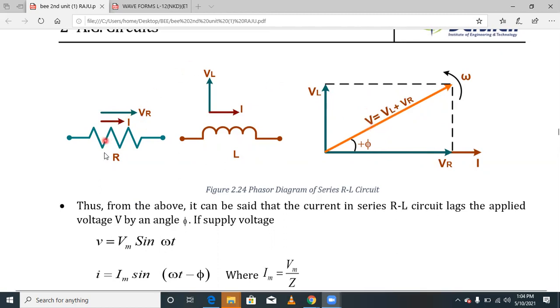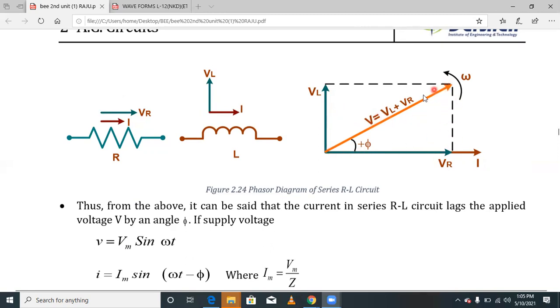Understood? Across the resistor and across the inductor, the resultant of these two is called the supply voltage, V is equal to V_L plus V_R. This is a phasor addition. Don't just add V_R and V_L directly. Instead, this is nothing but V equal to, according to the Pythagoras rule.